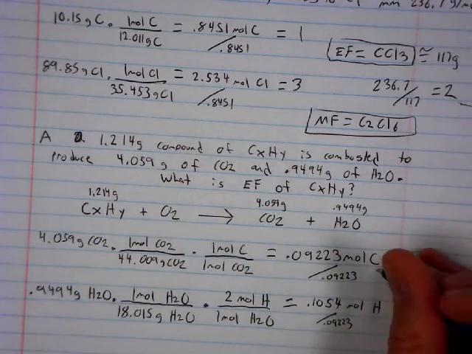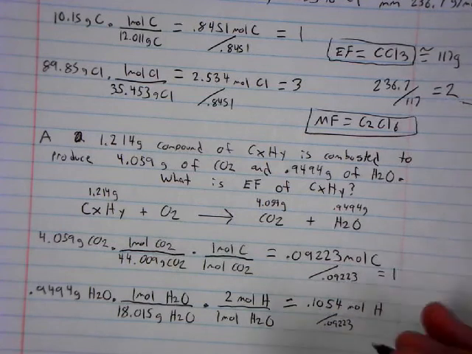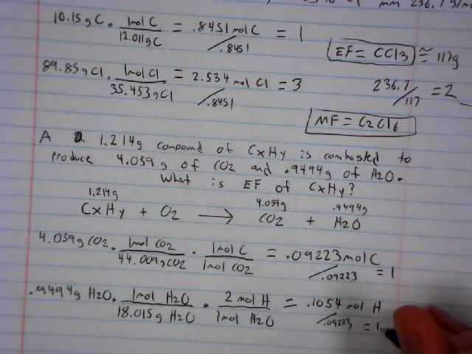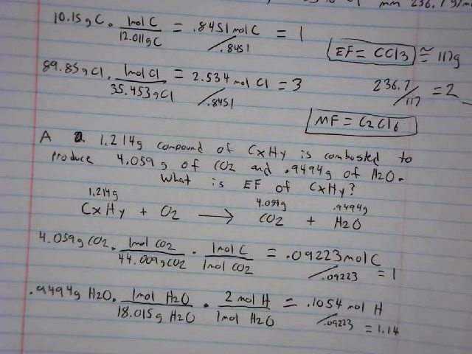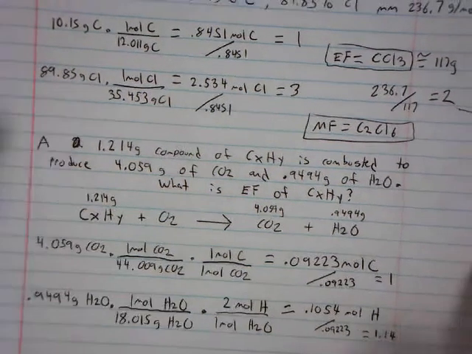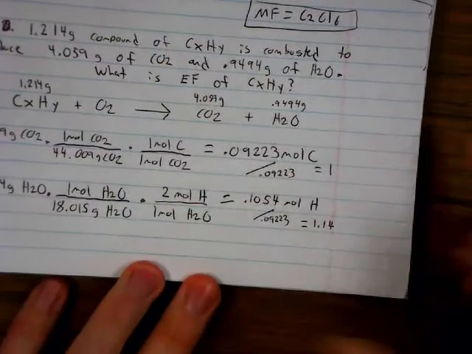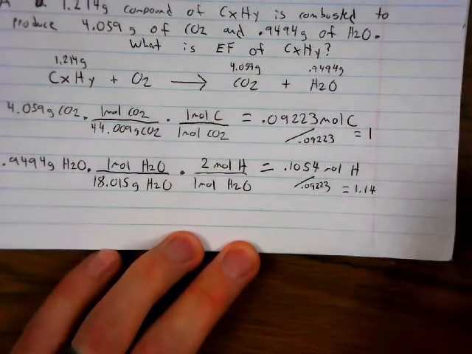moles of hydrogen. Now I've got it. Divide by the smallest. So divided by 0.09223, divided by 0.09223, and this gives me 1, and this gives me 1.14. Well, pooey.